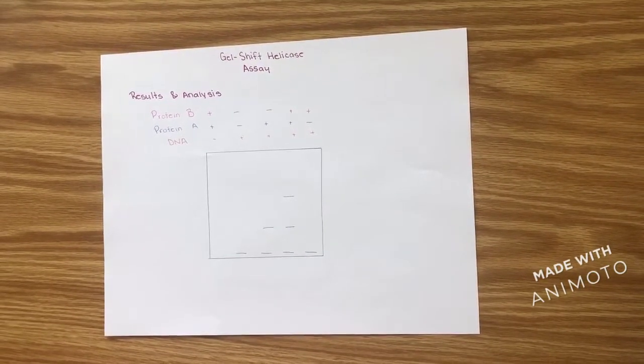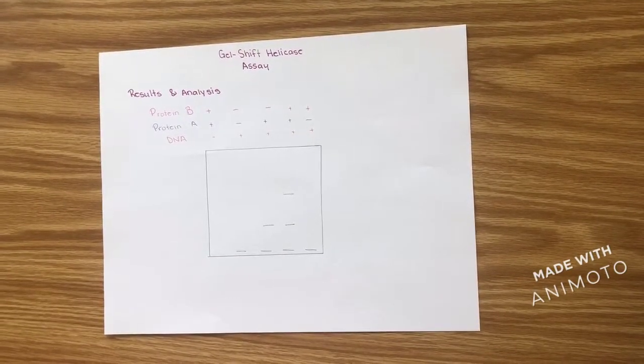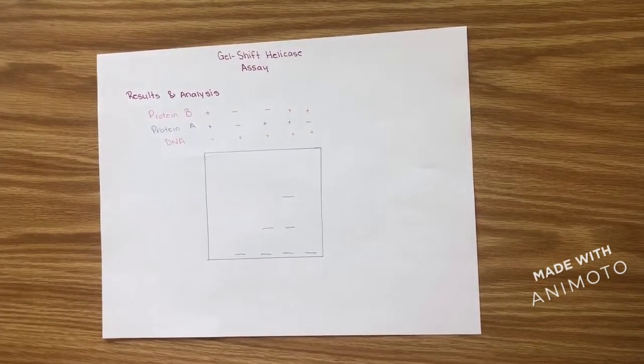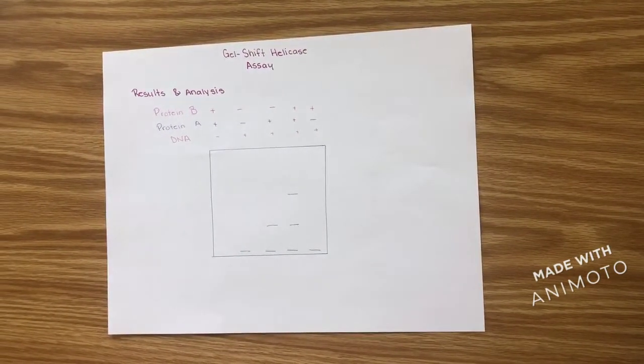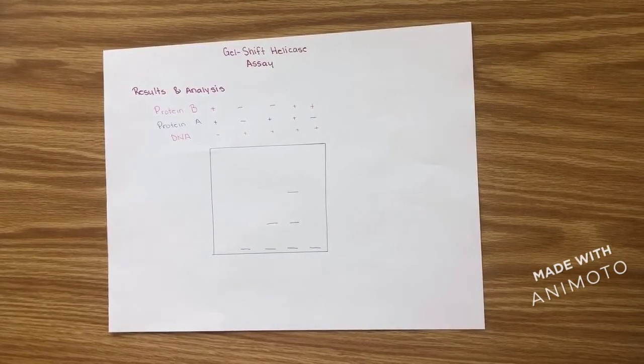The fourth well has 3 bands, one for DNA, one for protein A, and one for something else. It cannot just be the protein B because the fifth well has protein B but no band in it. This means that, again, protein B is dependent on the presence of protein A to bind to DNA.